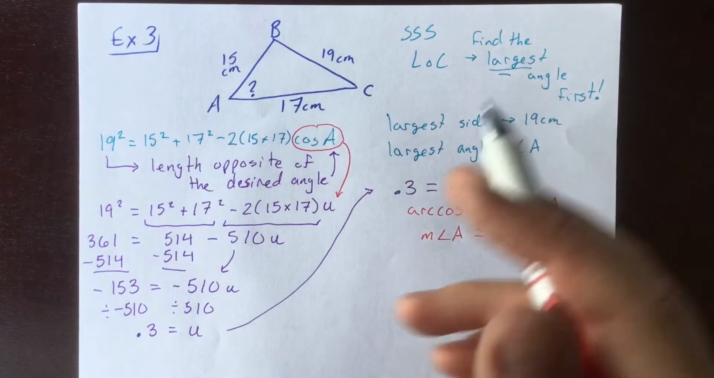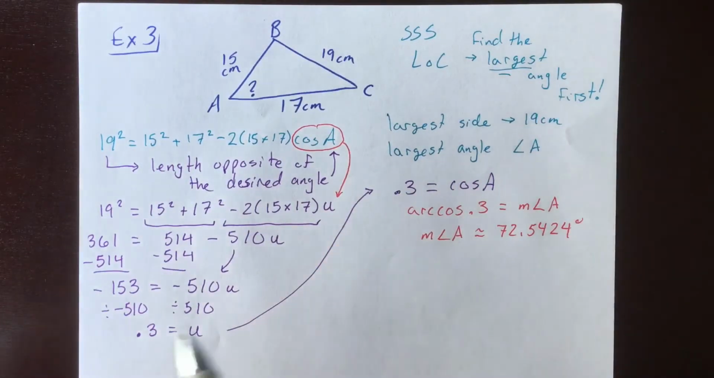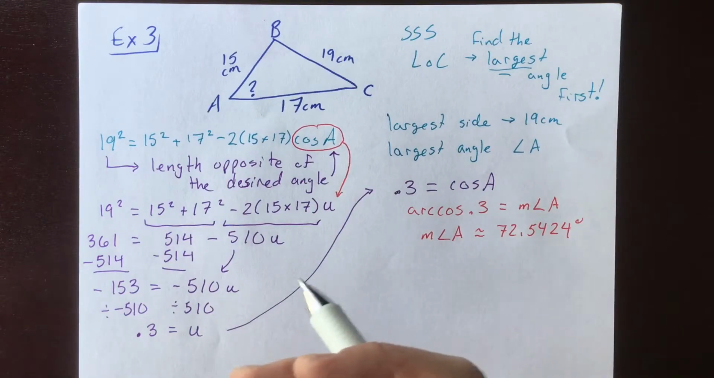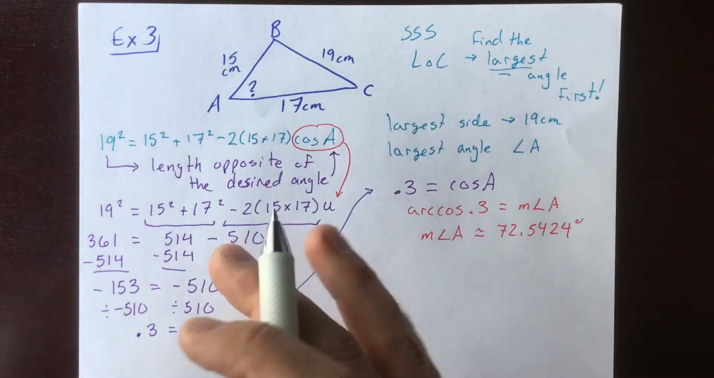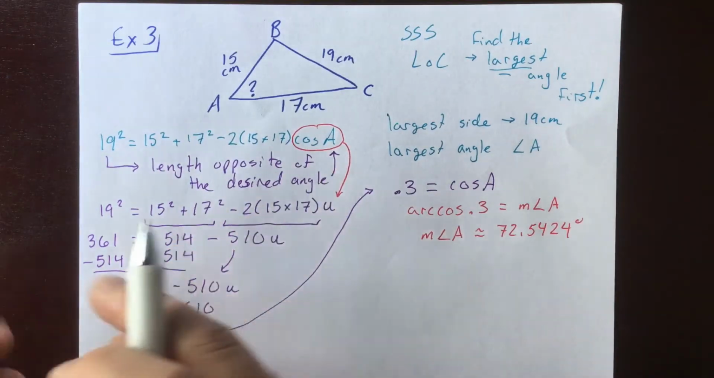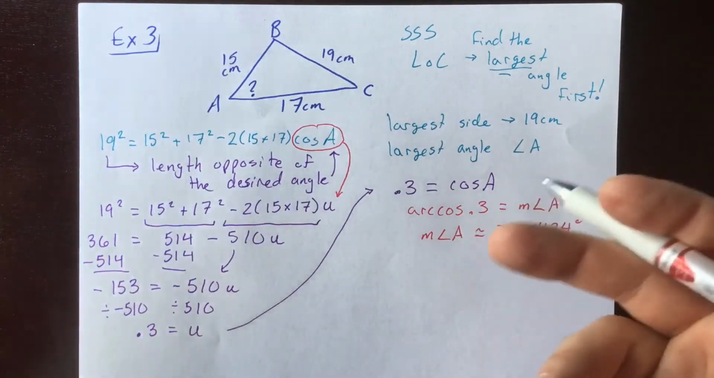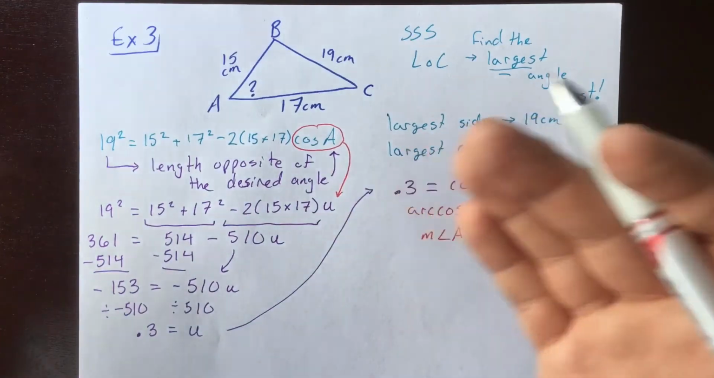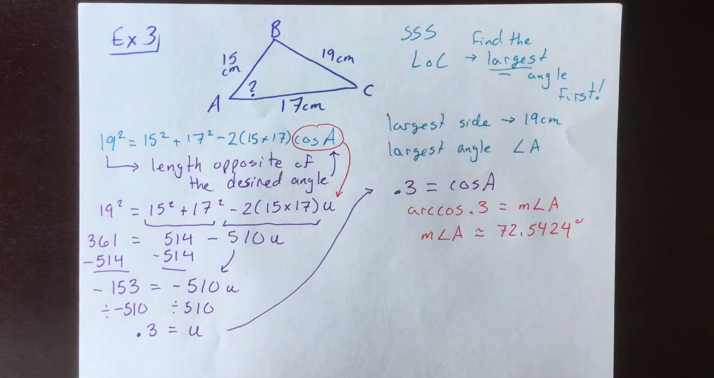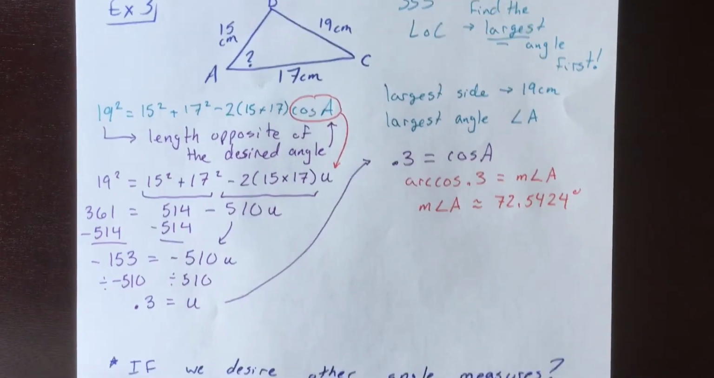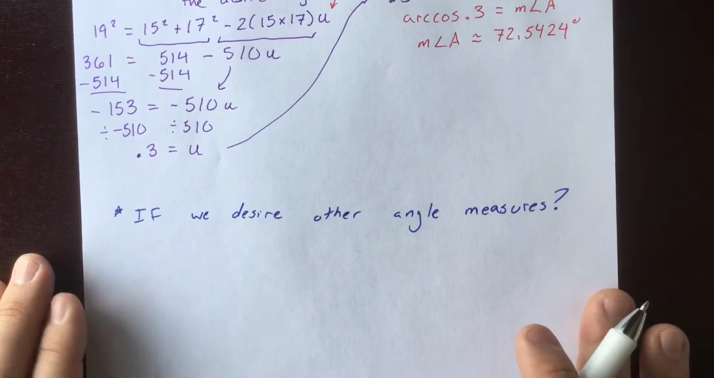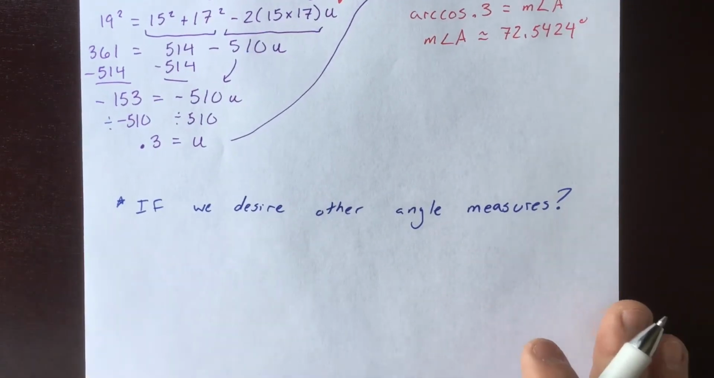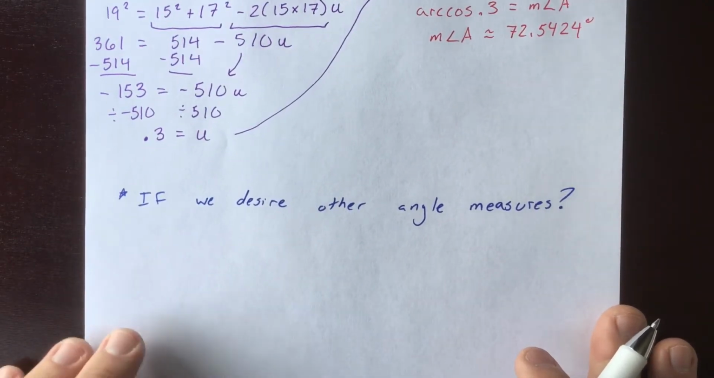Okay, so it's not as quick as the side angle side configuration, where we pretty much have everything on the right and we just have to compute it. Here we do have to do some algebraic manipulation to solve for U, and then take the inverse cosine of that value. So we get the measure of angle A now. So what if we desire other angle measures? Given that we have all three side lengths, what if we don't want the largest angle measure?